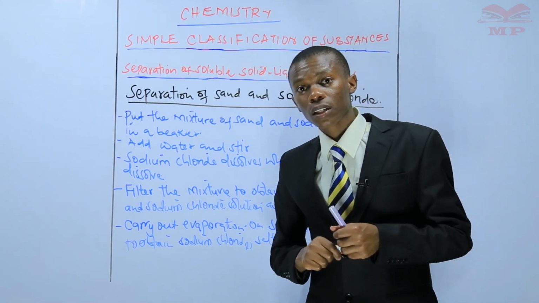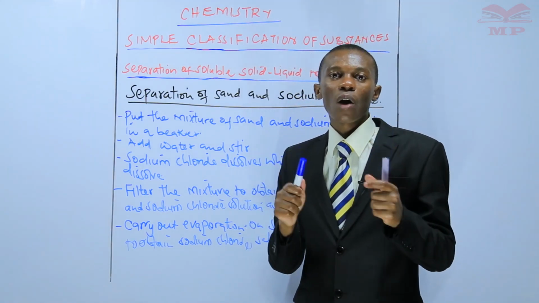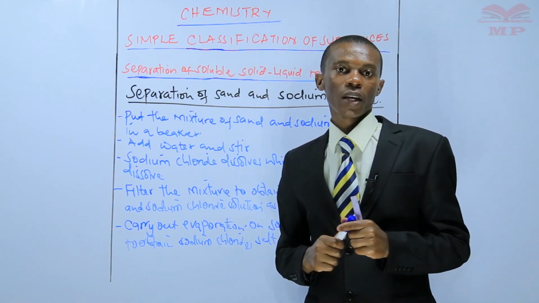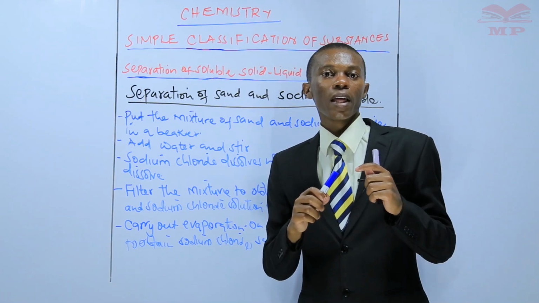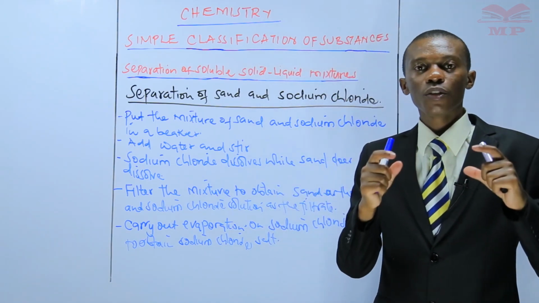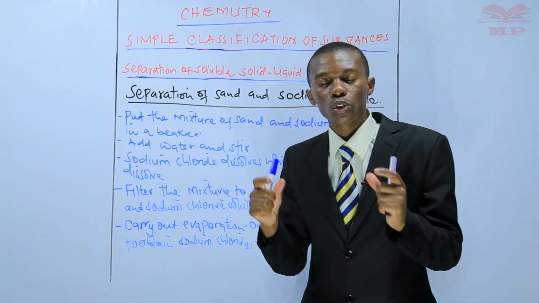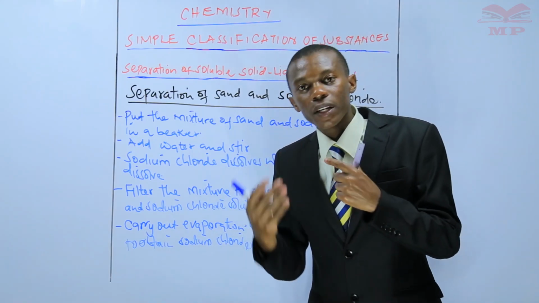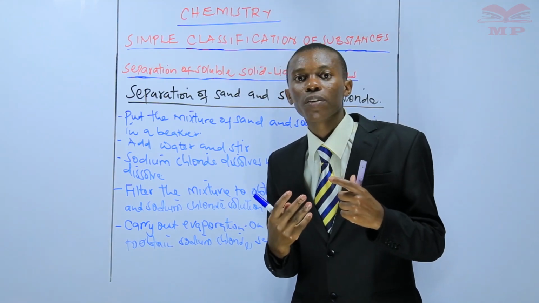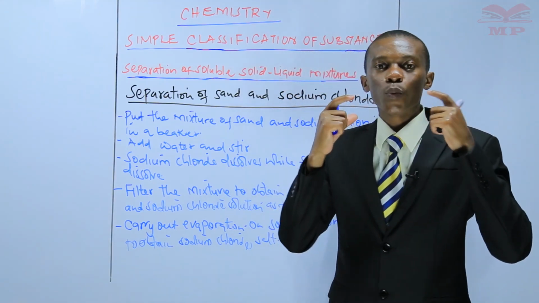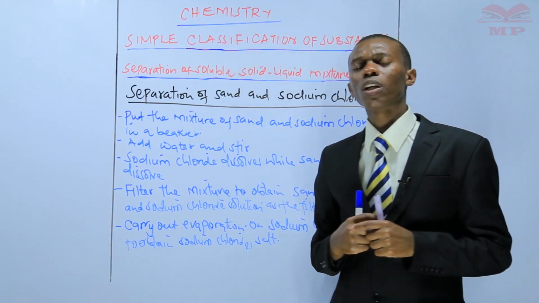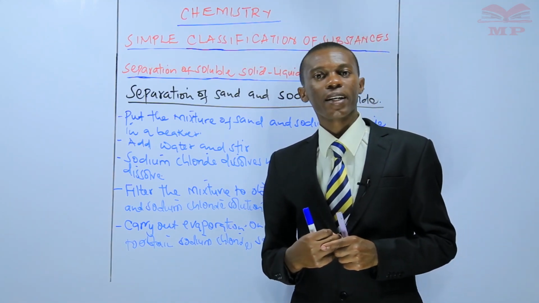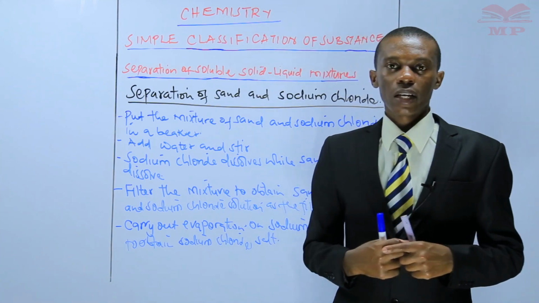Therefore, what do you do next? You carry out filtration. When you carry out filtration, sand will be the residue and sodium chloride solution will be the filtrate. Then if you want to obtain sodium chloride from the filtrate, you just need to evaporate the sodium chloride solution to obtain sodium chloride crystals or sodium chloride salt.